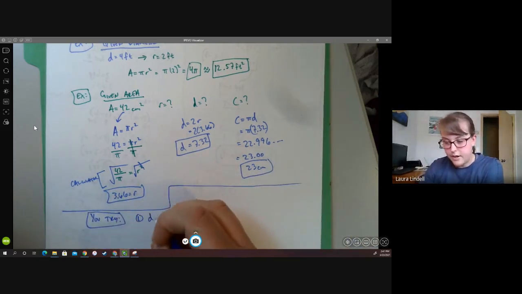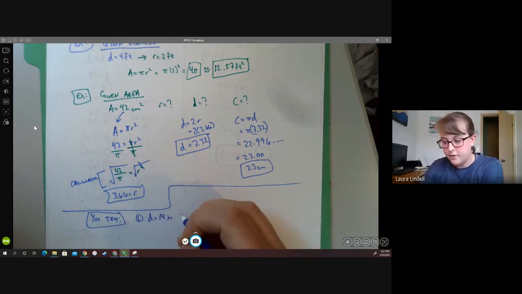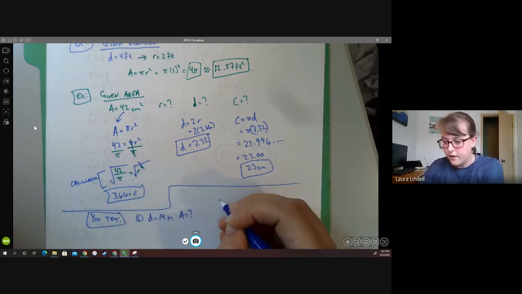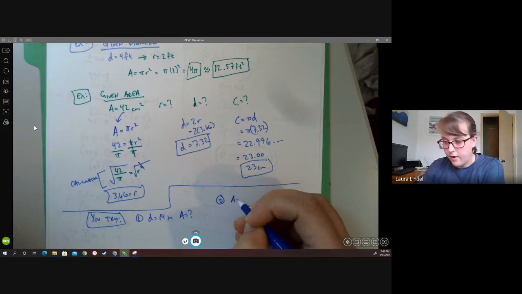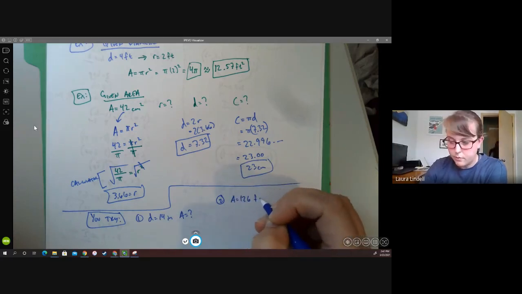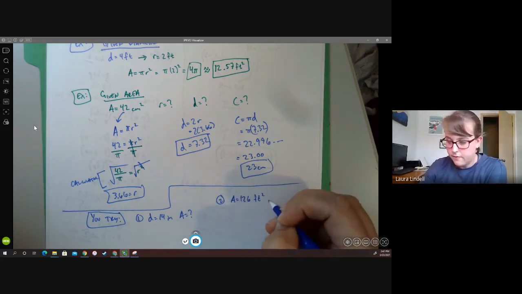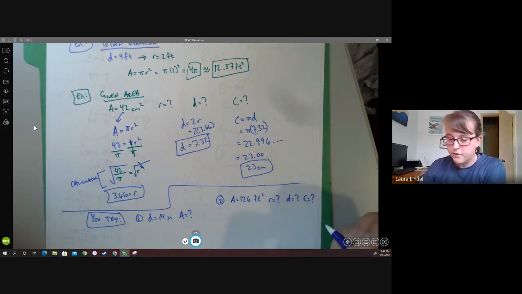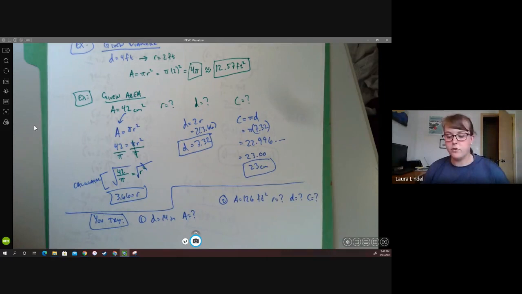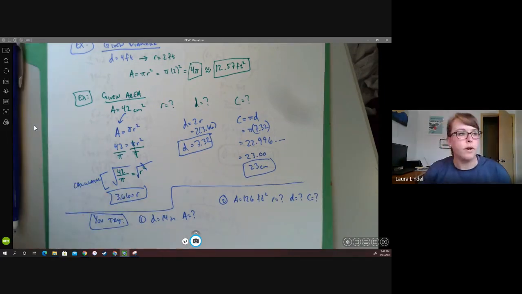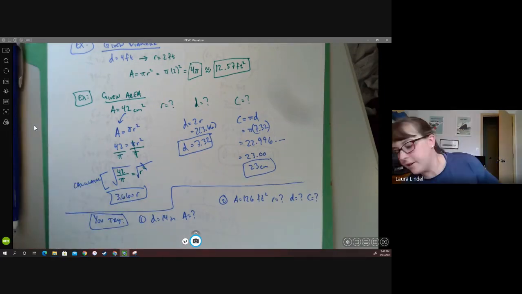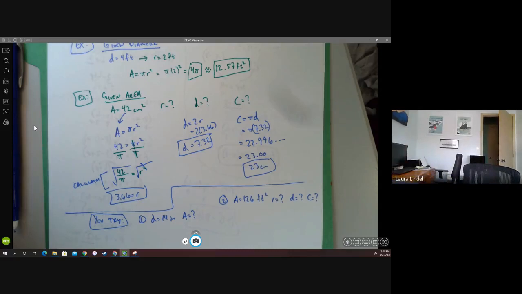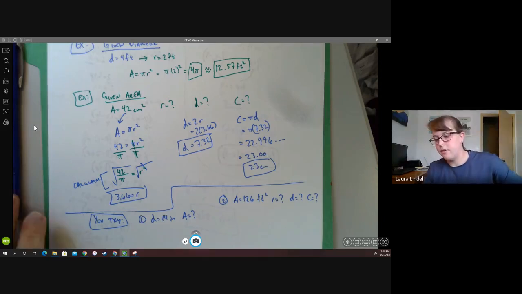First one, diameter is 14 inches. Find the area. Second one, area is 126 square feet. Find the radius, diameter, and circumference. Take a moment, give it a try. When you think you've got it, type "got it" in the chat. And I will work on getting the homework out there for you.